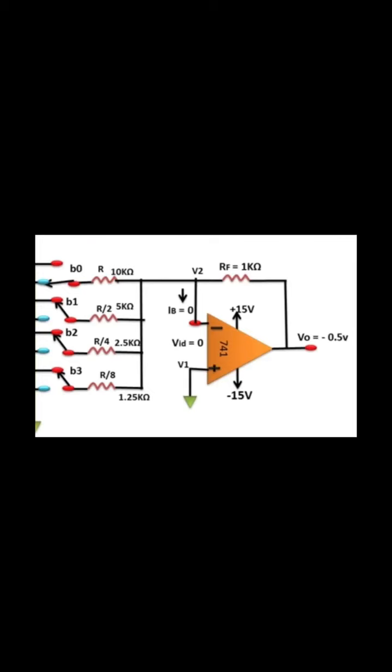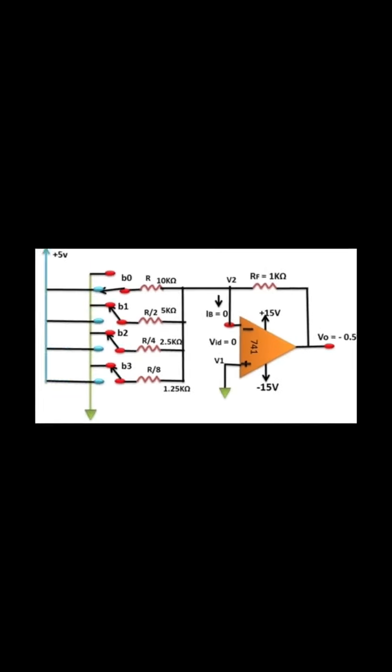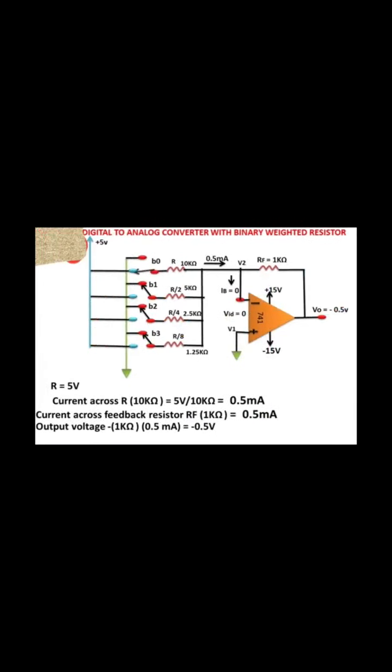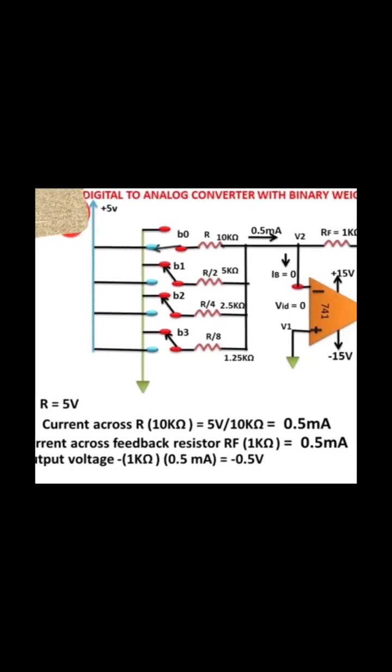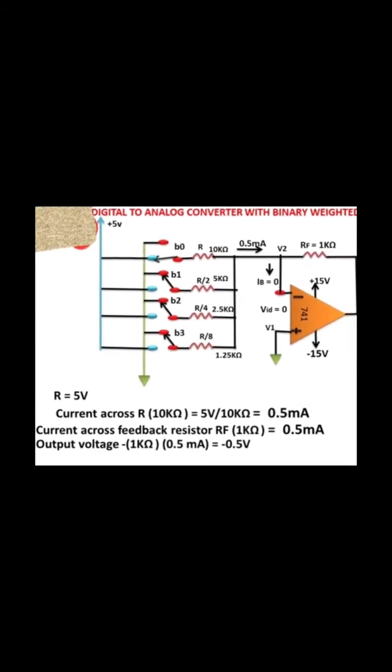voltage of minus 0.5 volt. As the input is connected to the inverting terminal, there is a negative sign at the output side. Here note that the op-amp is working as a current to voltage converter. Current was applied and we have got voltage as the output. So here you can see the output voltage will be 0.5 volt.